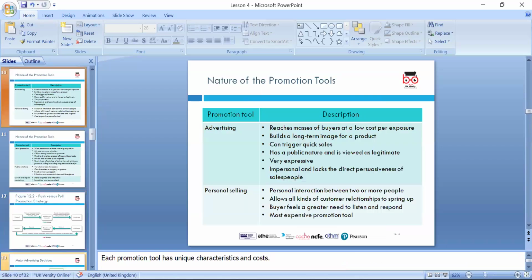Okay, so advertising reaches massive numbers of buyers. There is really no limit. It can have a low cost per exposure and build the long term image of the product. So you're not discriminating, because we have the ASA, called the Advertising Standards Agency. Without the permission of the parents, you can't really advertise to kids, those under 18, or review them without consent.